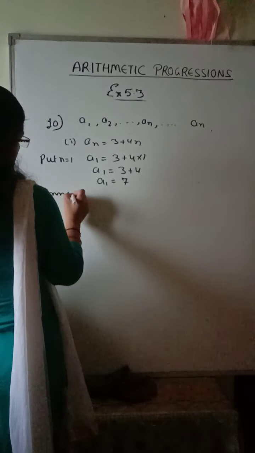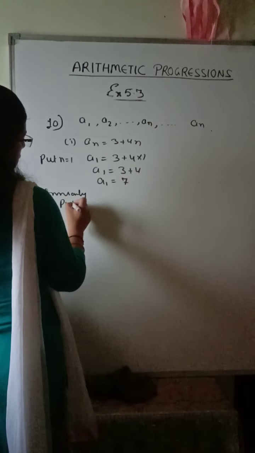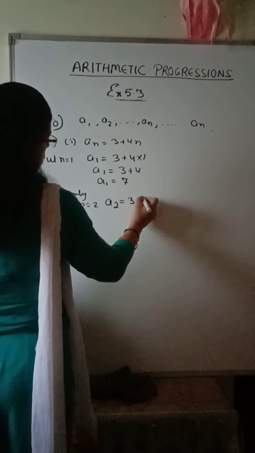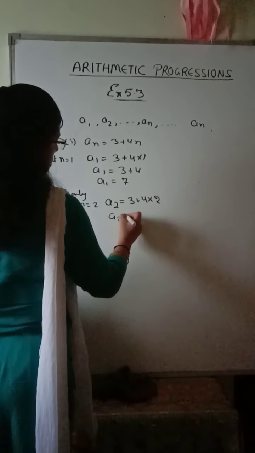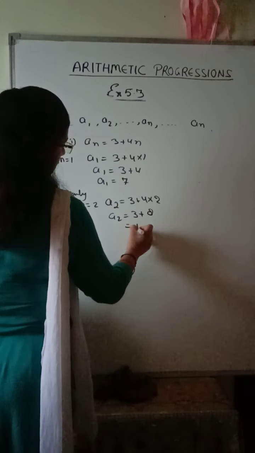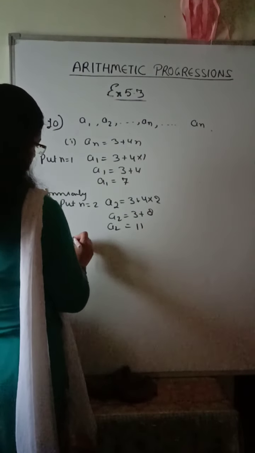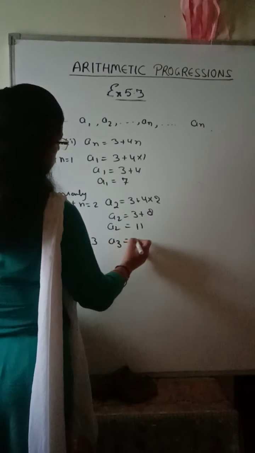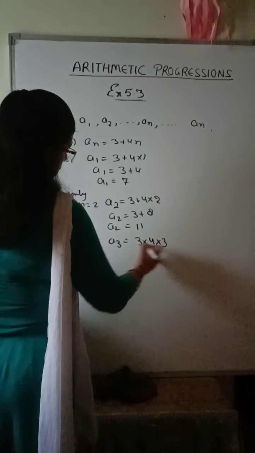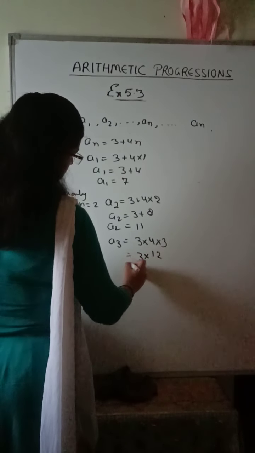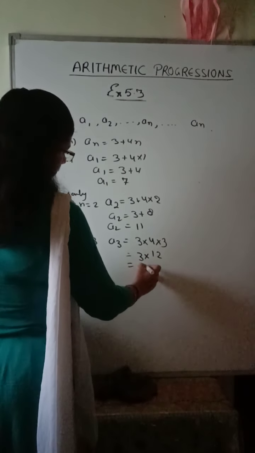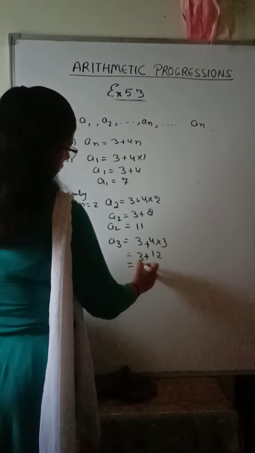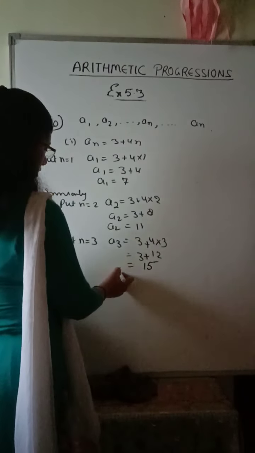अब a2 भी निकाल लो. Similarly, put n = 2. So n की जगह 2 रखो, equals to 3 + 4 × 2. So a2 = 3 + 8, 11. तो a2 11 आ गया. सेम वे a3 भी निकाल लो. Put n = 3. So a3 = 3 + 4 × 3. So 4 × 3 = 12. ठीक है. So this is plus sign, 3 + 12 = 15. ठीक है. So similarly up to so on.